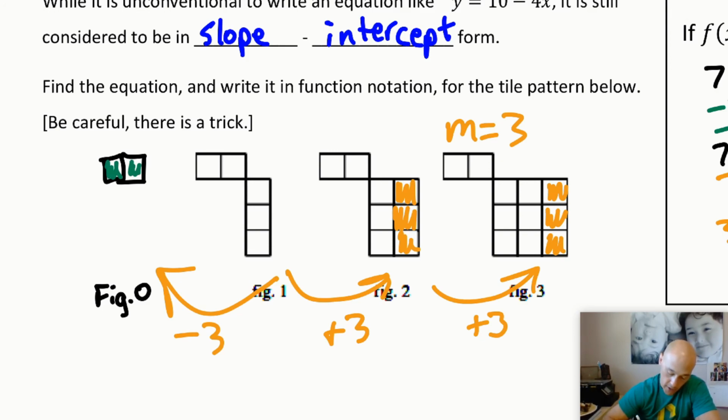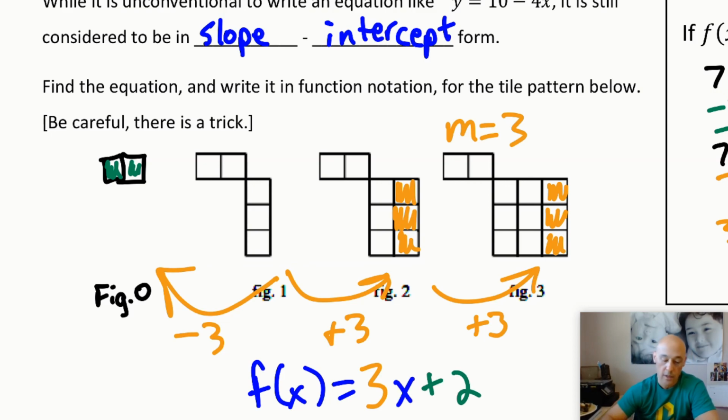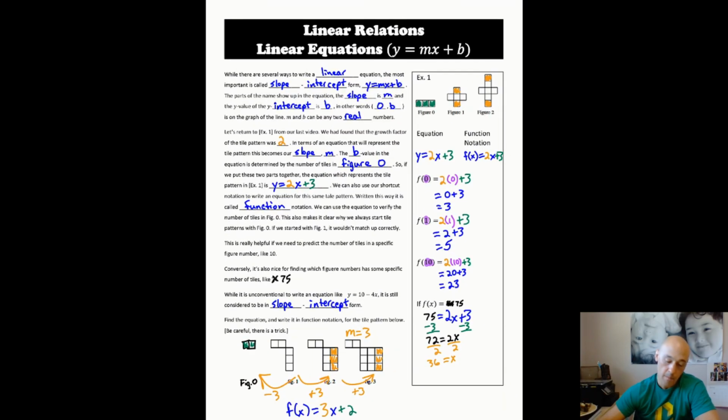So our equation in function notation will be f of x is equal to the slope is 3, that's the growth factor, 3x, and then plus 2. And that is linear relations, linear equations, y equals mx plus b, the slope-intercept form of linear equations.